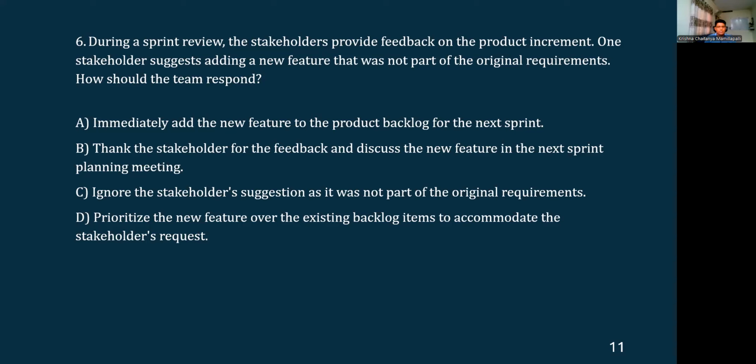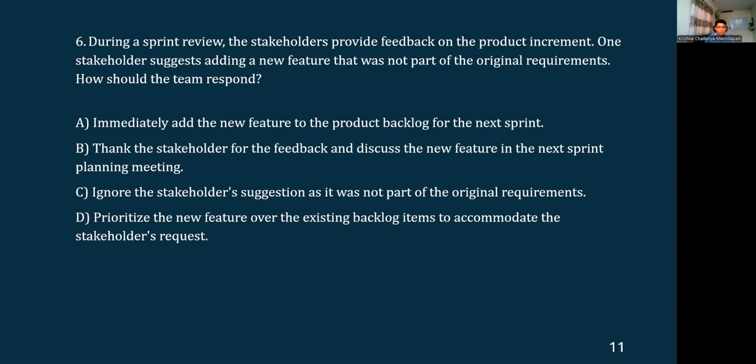Ignore the stakeholder suggestion as it was not part of the original requirements. Definitely not. A stakeholder should never be ignored for any of the suggestions they make. Even if the team thinks that the suggestion could not be incorporated, it has to be tested first, or a proper justification should be given as to whether it could be incorporated within the product backlog or the sprint backlog, and then go back to the stakeholder with its possibilities of being included in the product feature. But never ignore a stakeholder suggestion. So that option is also eliminated.